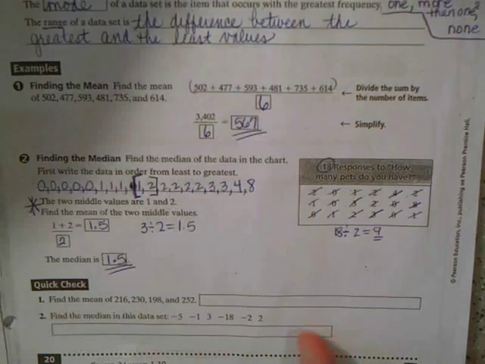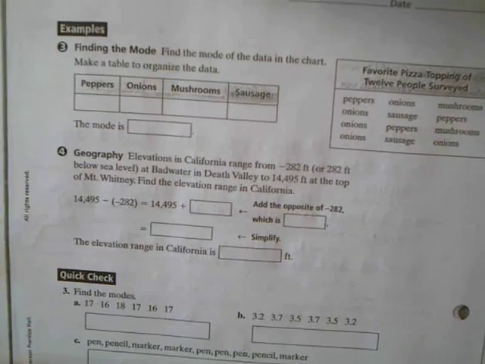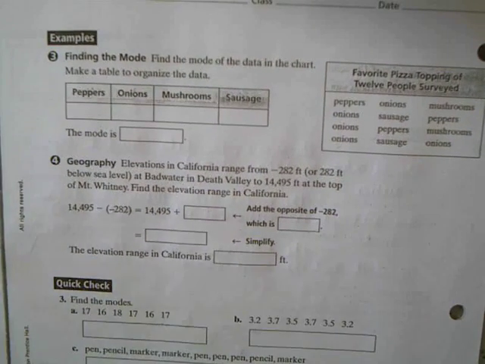There are 2 quick check questions here. Again, as always, you may pause and do them now, or come back to them later after we finish the notes. On the next page, example number 3 is finding the mode.